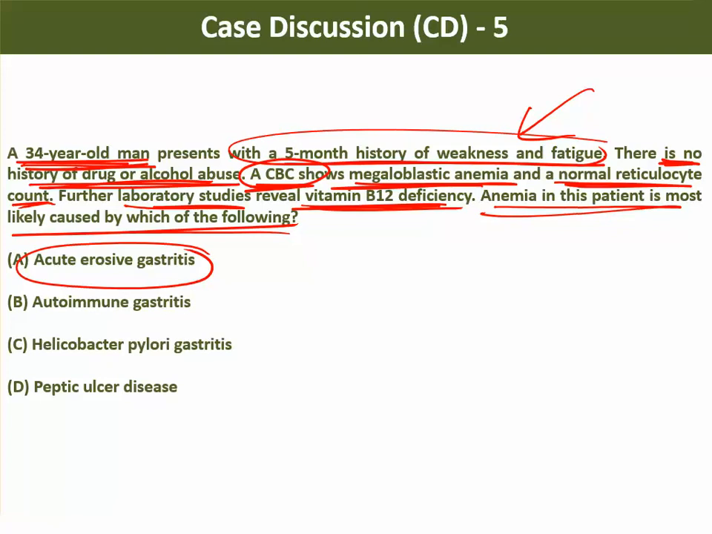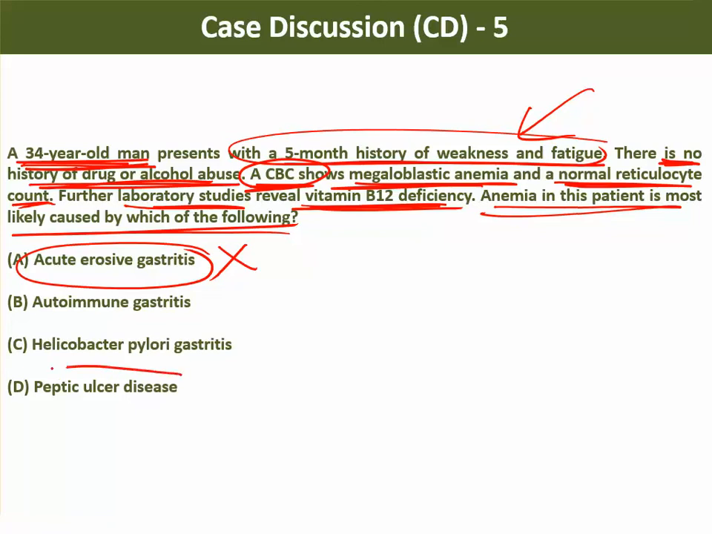So no history of drugs is a major clue here to rule out acute erosive gastritis. Understand? Because NSAIDs and aspirin are the most commonly used drugs to cause acute gastritis, acute ulcerative gastritis. Now it is ruled out, because the patient doesn't have any drug history or any misuse of drugs.